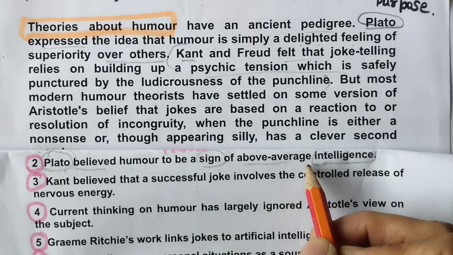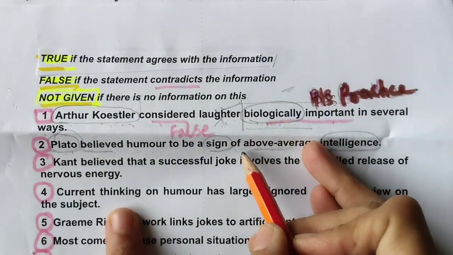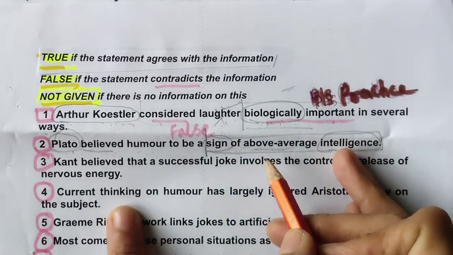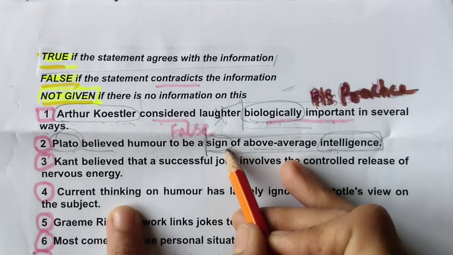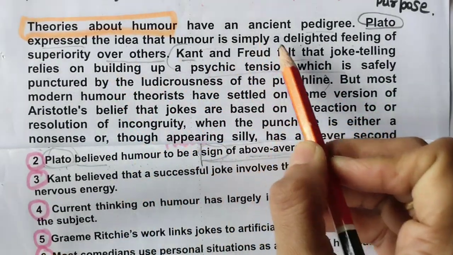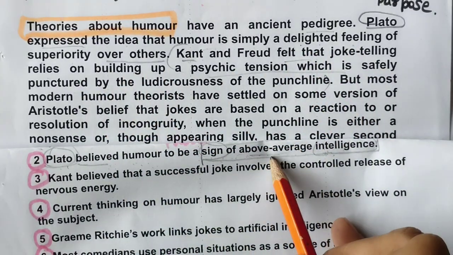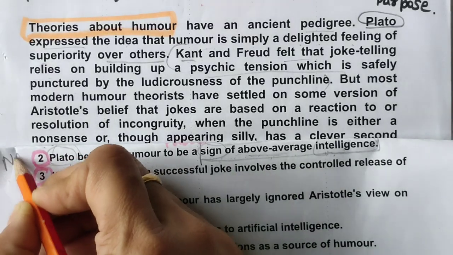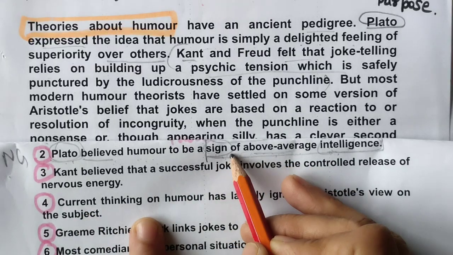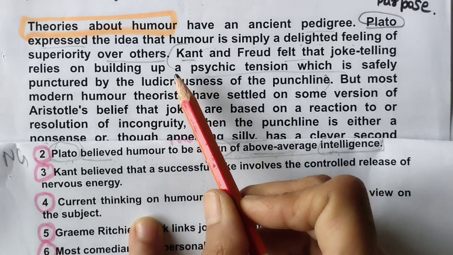So, what do you think about this question? Is it contradiction or false? Tell me. Here, in 'sign of above average', this portion is missing, so nothing is described about above average intelligence. See this, humor is simply a delighted feeling of superiority over others, but no intelligence kind of thing is given, that's why it will be not given. Okay, so this is the reason: when most of the thing, 30, 40, 50%, is missing from the statement, then it will be not given.